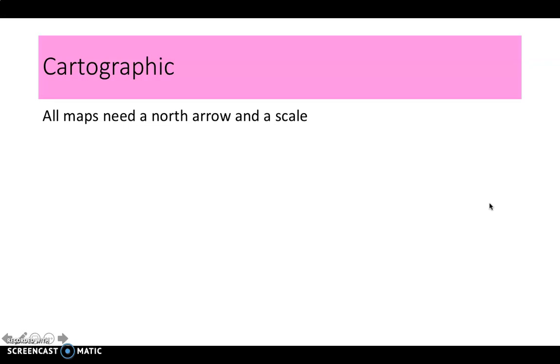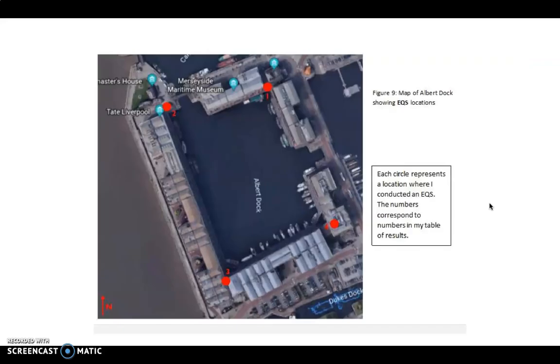With cartographic techniques, make sure all maps have a north arrow and a scale, which is what this student has not done. Cartographic techniques are useful for showing locations of where you have done things, so where you've collected data. So this student here has shown where they collected their EQS data in the Albert Dock. So they've marked on their different sites just to show where they were, which is quite a nice way of doing it.